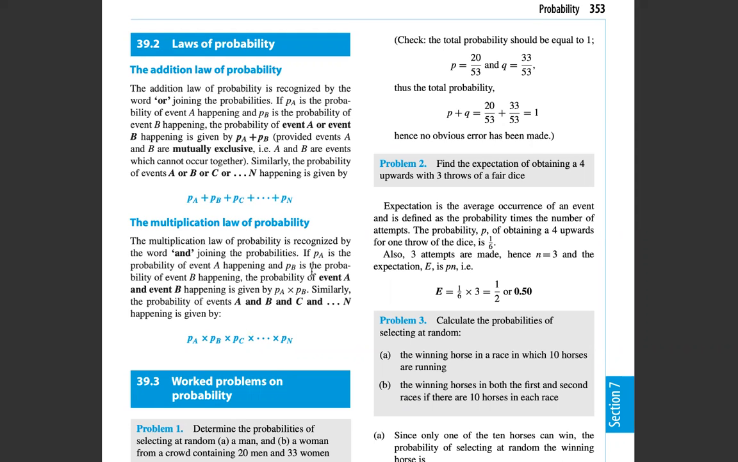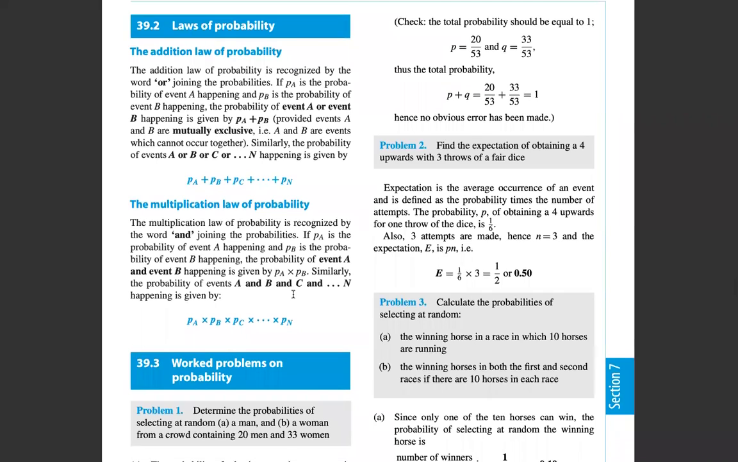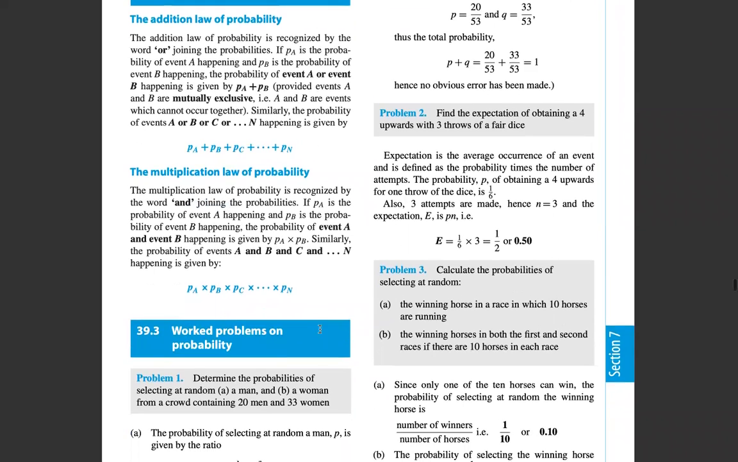Two events happening one after the other, that's what "and" is. That's how we join probabilities. So we multiply probabilities when you ask, what's the chance of A and B happening?